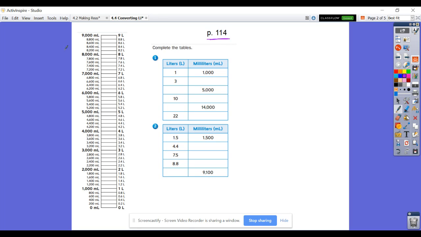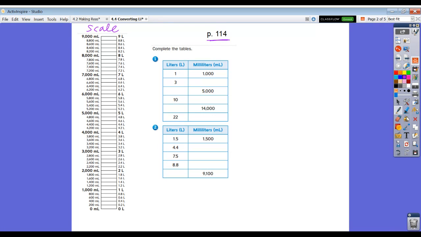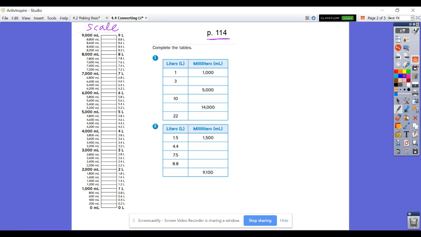So off to the side, you'll see another measurement scale. Again, not the scale like when you go figure out how much you weigh at the doctor's office. This is a measurement scale, which helps us convert between units. So I could look at any of these measurements. For instance, I could look at 1 liter and know that that was 1,000 milliliters. Or then, of course, 2 liters would have 2,000. So these can be really useful when converting.